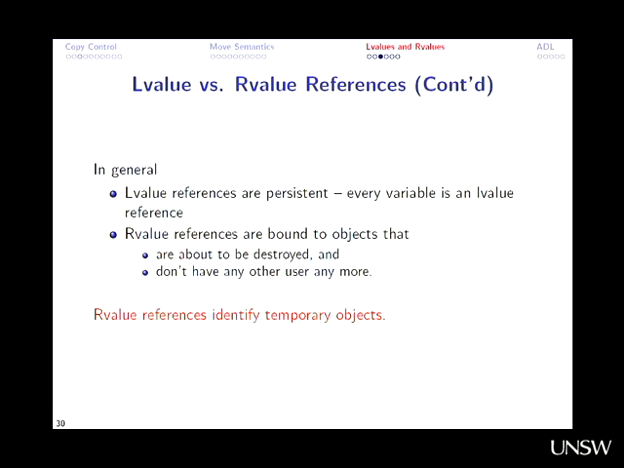So, in general, L-value references are persistent, and every named variable has an L-value reference, or is an L-value reference. Okay, so everything is a named type. Every variable is an L-value. R-values are bound to objects that are about to be destroyed, or are temporary, or don't have any user or ownership anymore. Okay? So R-values generally reference temporary objects. Okay? Now, some of you guys who might know a little bit more about C++ than even I do, if I get this wrong, you can happily tell me. Okay? Or if you've got a better example of explaining this, you can also happily tell me, because this is complex.